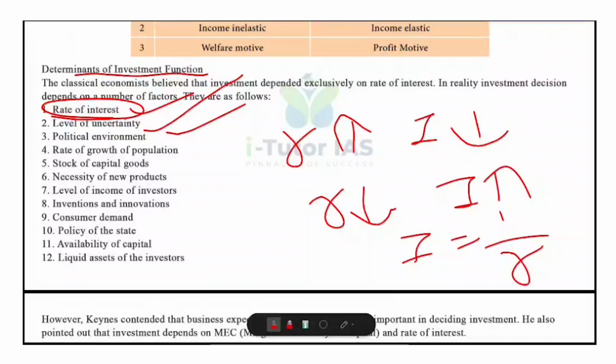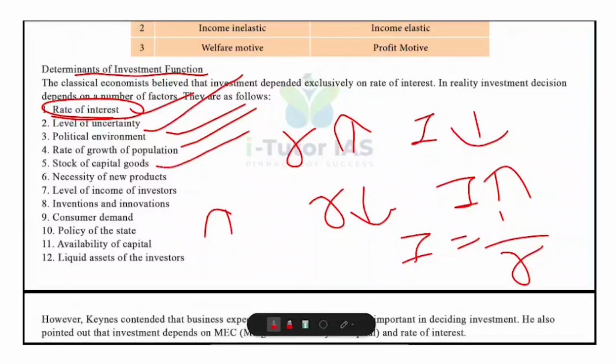If the political situation is unstable or policies keep changing, investors postpone or cancel their projects. Then the rate of growth of population is also a determinant of the investment function. How? When population grows rapidly, demand for goods and services also rises, which encourages more investment in production and infrastructure. However, slow population growth may limit market expansion.